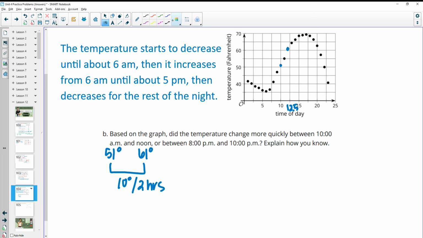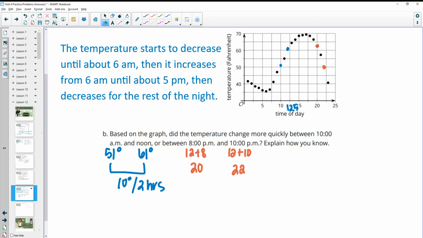So then let's take a look at 8 p.m. and 10 p.m. Now remember, 8 p.m. is really noon plus 8, so 20 on our graph. Okay, so 20 on our graph is 8 p.m. And then 10 p.m. is noon plus 10. So that's going to be at 22 on this scale. So just before 22 and a half. So this dot right here.